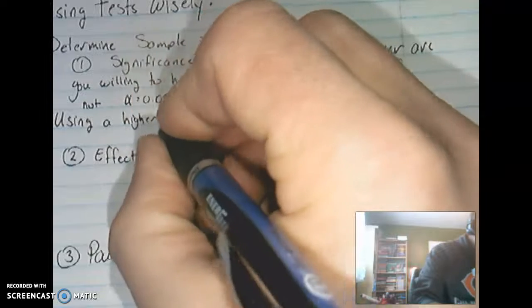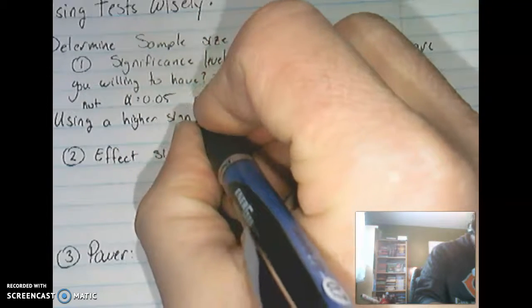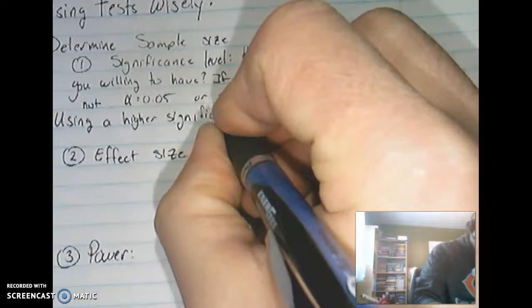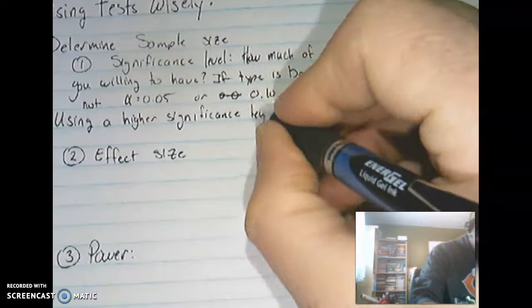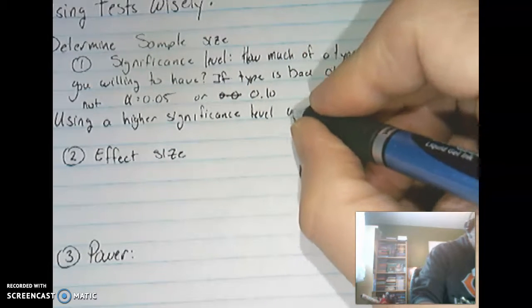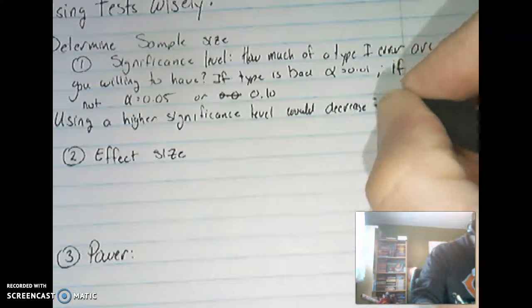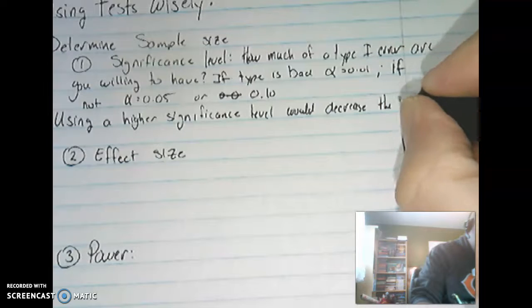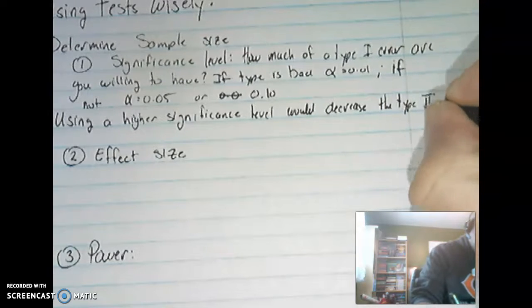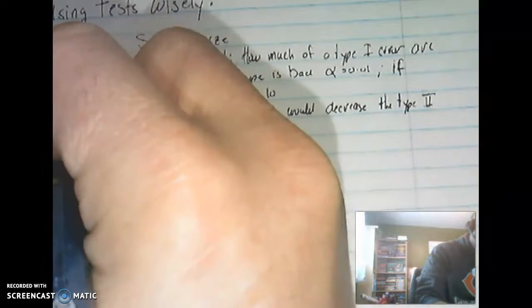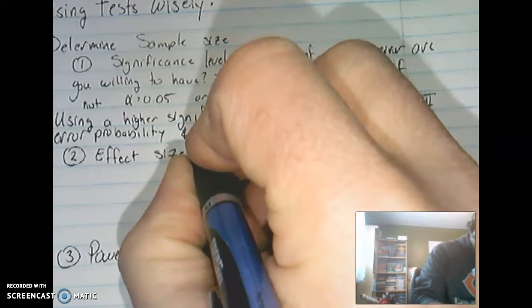Using a higher significance level would decrease the type 2 error probability and increase our power.